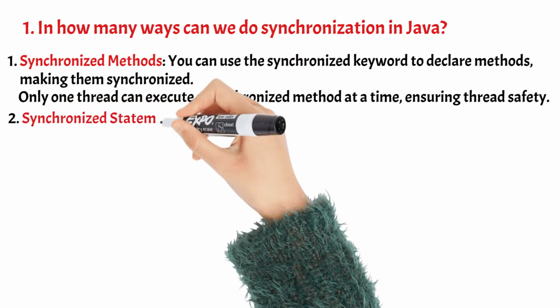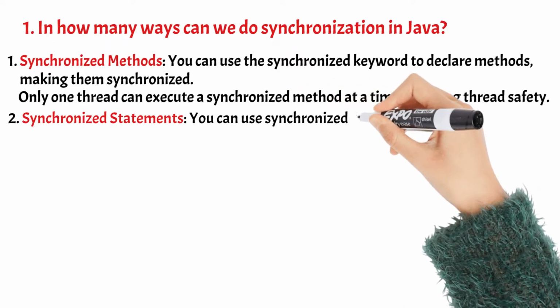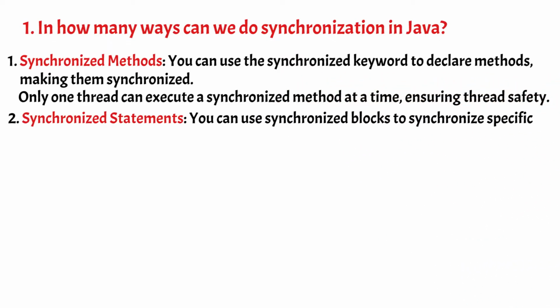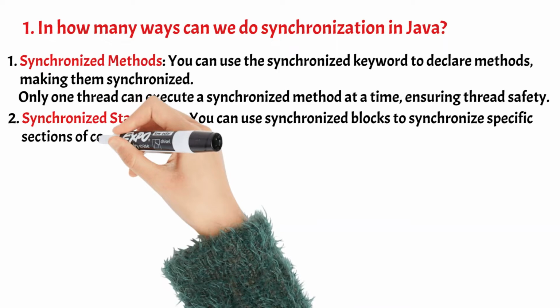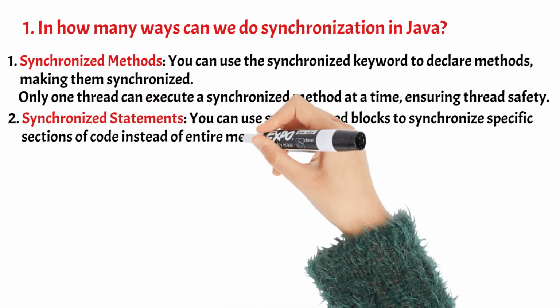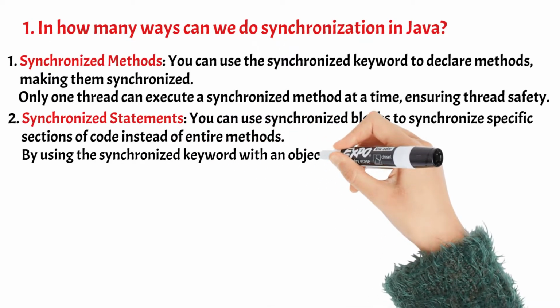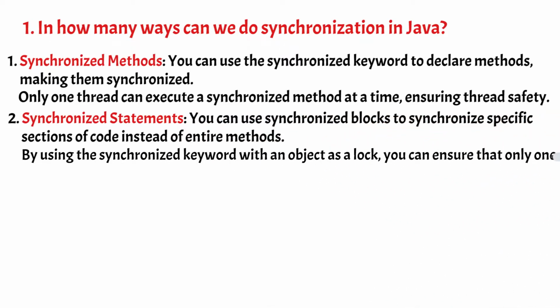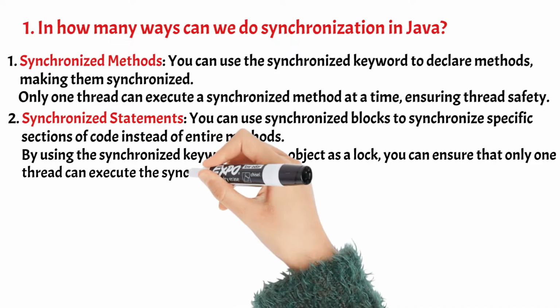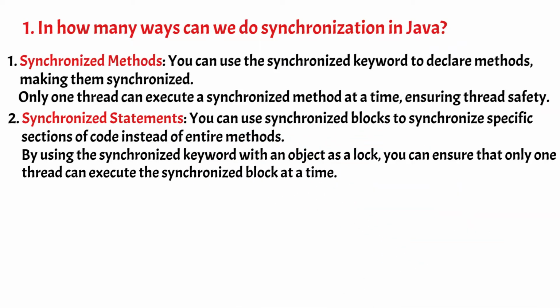2. Synchronized statements. You can use synchronized blocks to synchronize specific sections of code instead of entire methods. By using the synchronized keyword with an object as a lock, you can ensure that only one thread can execute the synchronized block at a time.